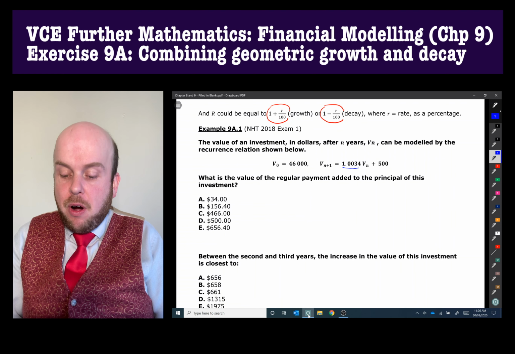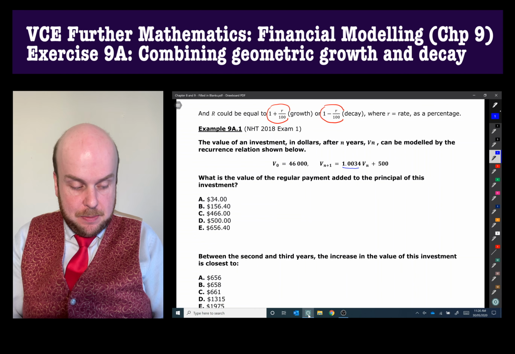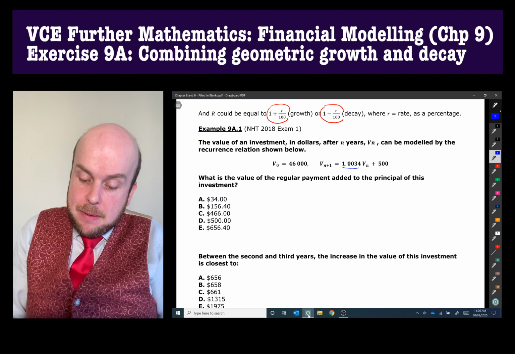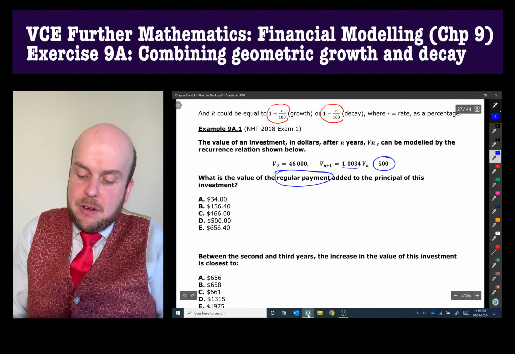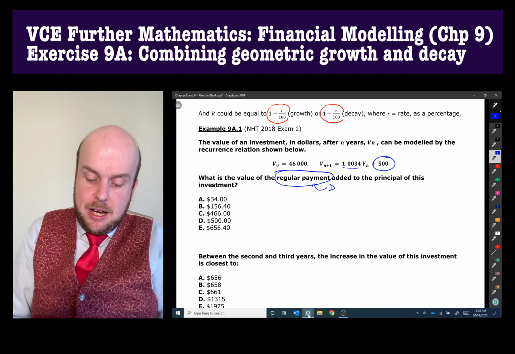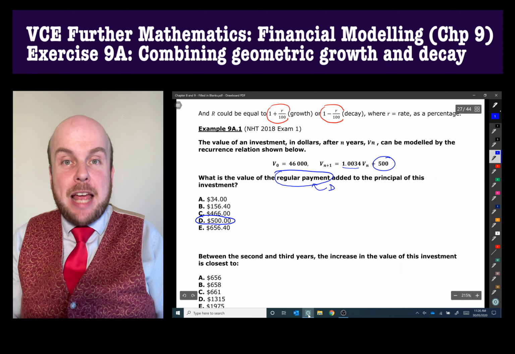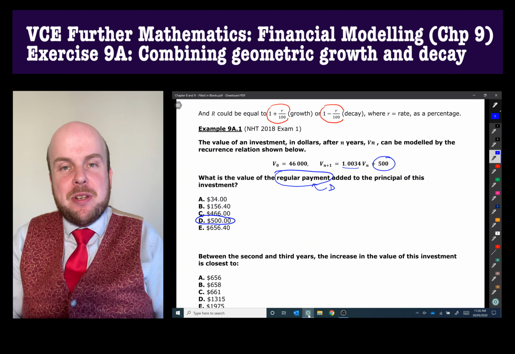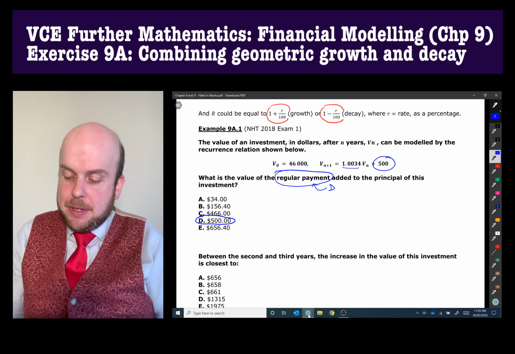What is the value of the regular payment added to the principal of this investment? Well, the regular payment is the value of D. So that is the thing that we're adding on each time. So this is going to be option D, and quite aptly, it is option D in the multiple choice. So that is the regular payment.